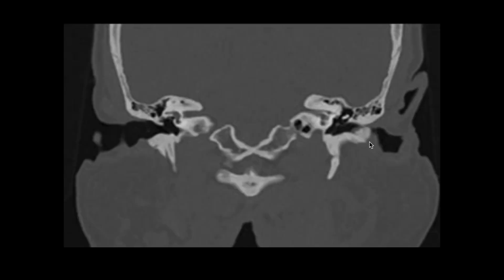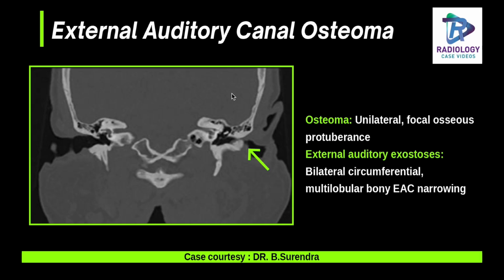So this is a simple case where you can see an ossified lesion in the external auditory canal. Compared to the right side, this is the left external auditory canal. There is bony stenosis. So this is a classical case of external auditory canal osteoma. You should differentiate it from external auditory canal exostosis, where there will be multiple level stenosis as compared to single level stenosis here.